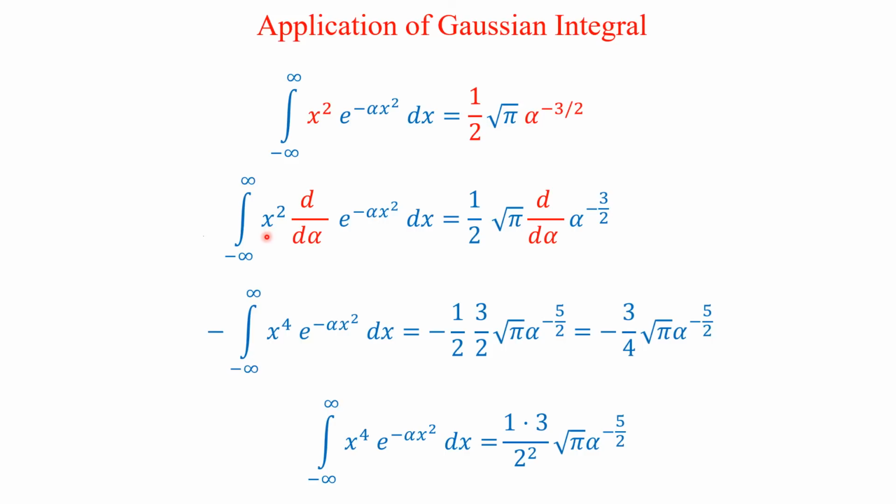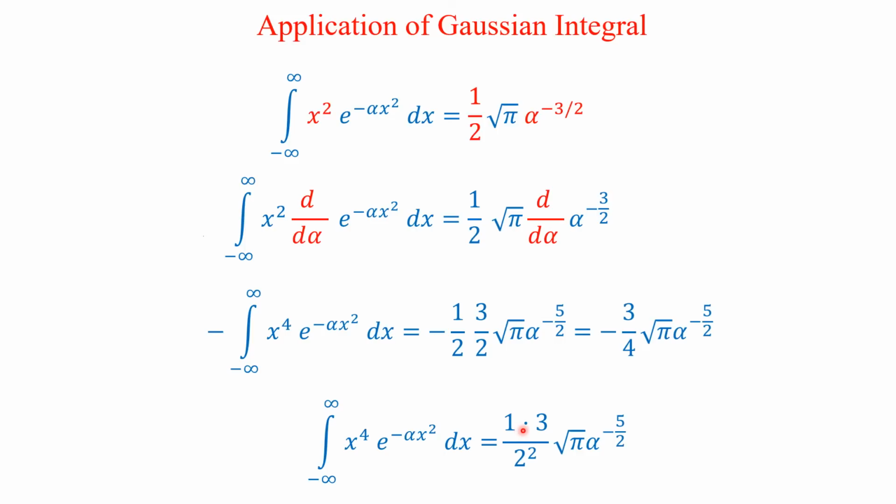Already there is x squared here. This will become x power 4. And then if you differentiate this, you will get minus again. Minus already half is there. Minus 3 by 2 square root of pi alpha power minus pi by 2. So I can write this as minus 3 by 4 square root of pi alpha power minus pi by 2. But instead of writing this, I am writing like this.